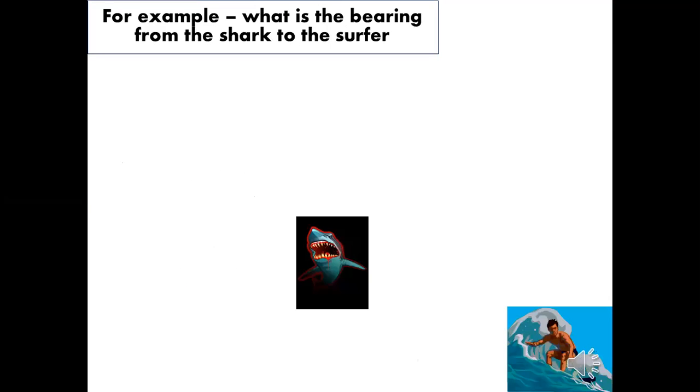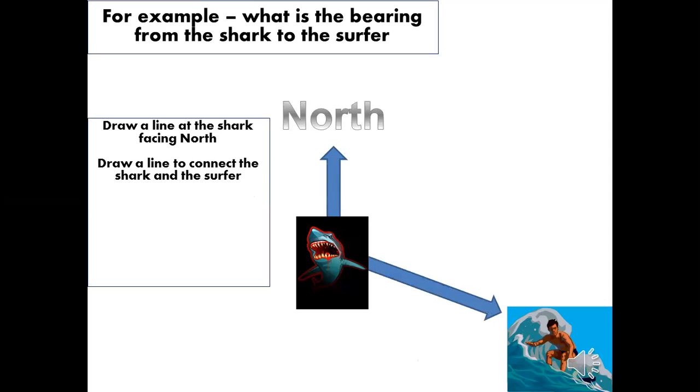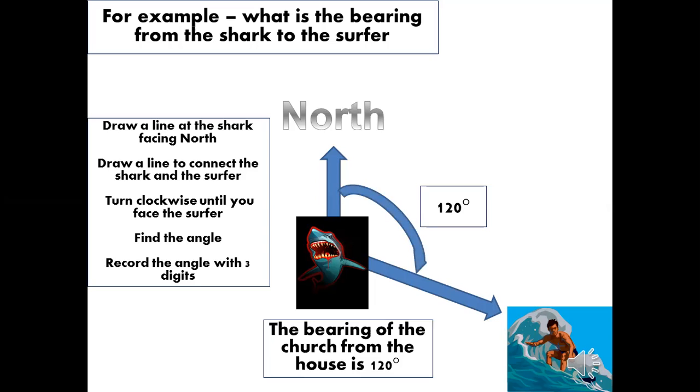Okay, let's take another example. What is the bearing from the shark to the surfer? The first step, I will draw a line from the shark pointing to the north. Then I will connect the 2 points of shark and surfer. I'll get the clockwise angle between the 2 lines that I have drawn. So if I told you that this angle is 120 degrees, we write the bearing as 3 figures. 120 is already 3 figures, so my bearing from the shark to the surfer is 120 degrees.